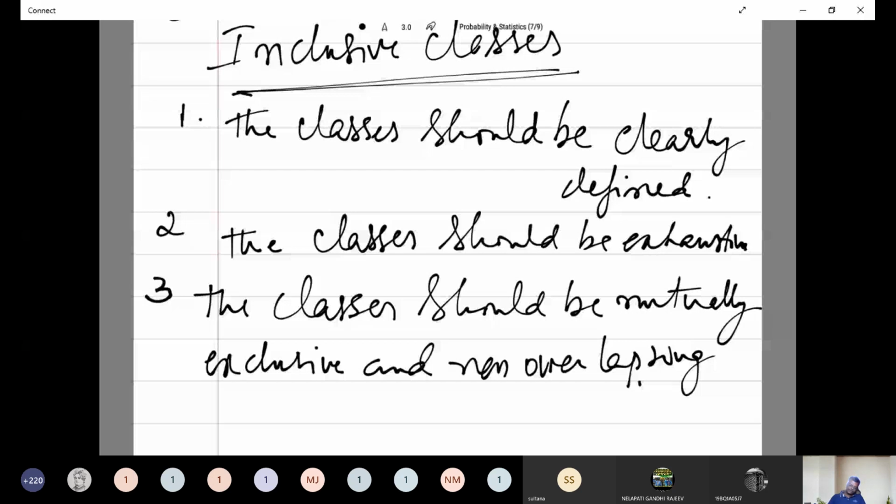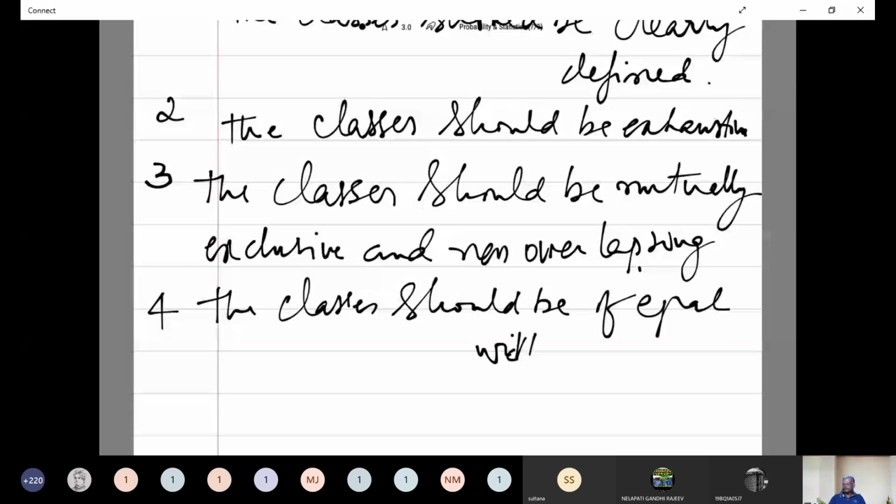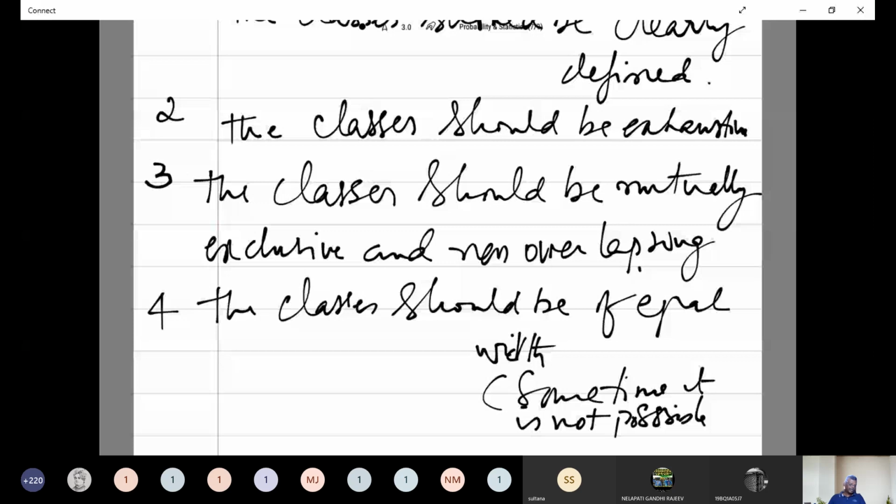The classes should be of equal width. Sometimes it is not possible. Unequal width class intervals are also taken by some investigators.